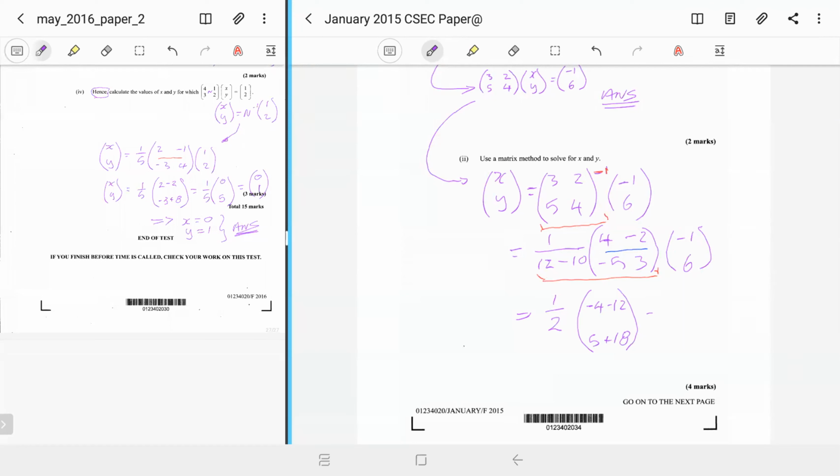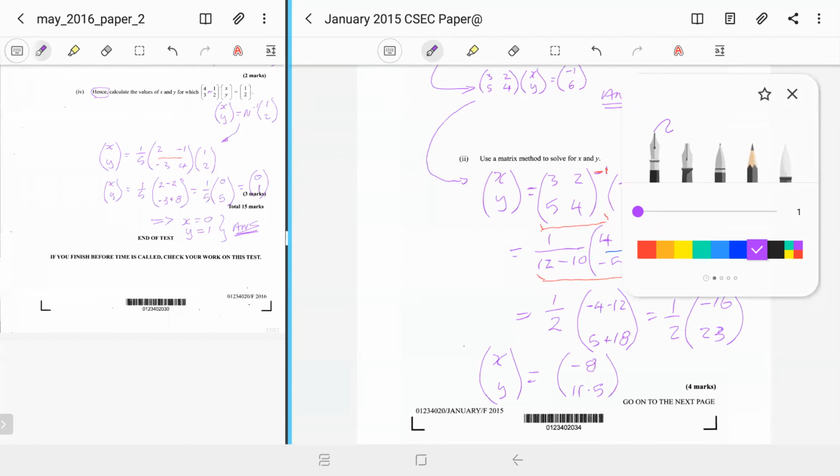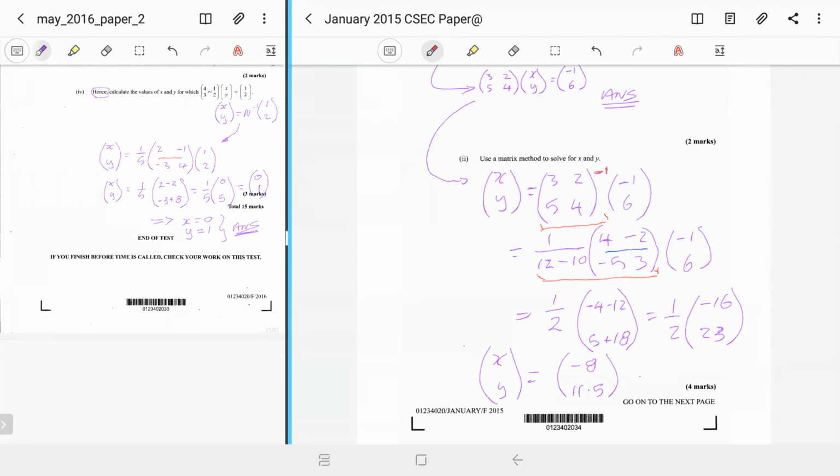So this becomes half of, this works out to -16, this works out to 23. So the answer works down to, bracket works down to -8. Half of 23 is what? 11.5, right? So based on that, we can write the answer. We can put the answer in a different color so we can see it. Therefore, x equals -8 and y equals 11.5. That's it.